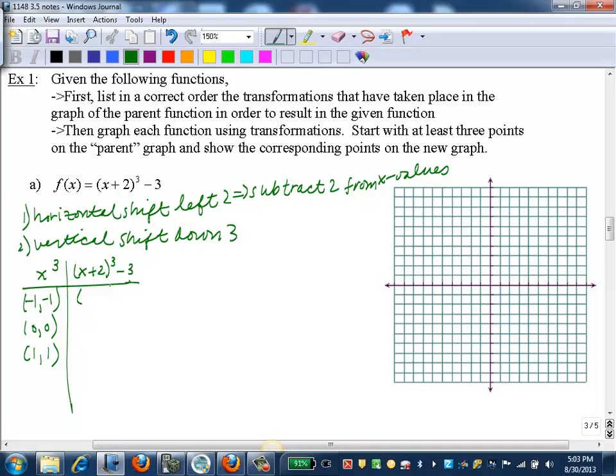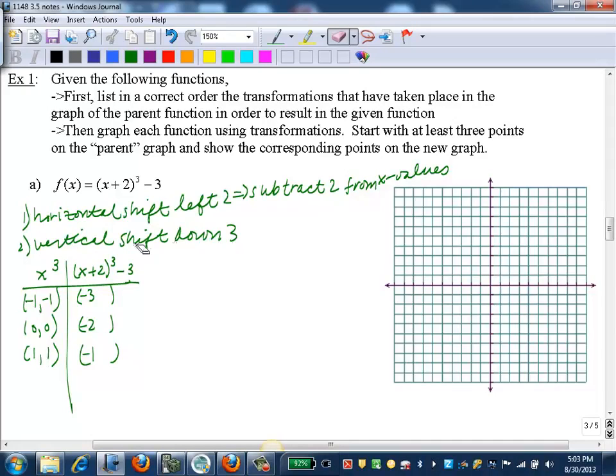So for my new points, I like to do them separately, horizontal and then vertical. So I'm going to subtract 2 from all of these x values. I'm going to take -1 minus 2, and I'll get -3. Then my x value here is 0 minus 2, and I'll get -2. Then my x value here, 1 minus 2, gives -1. So that just shifted these 3 points left 2 units.